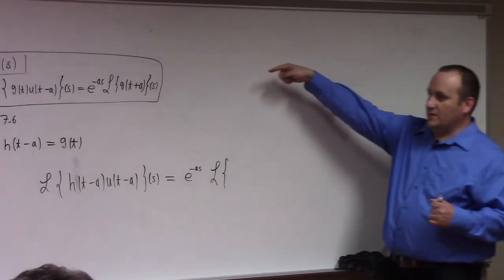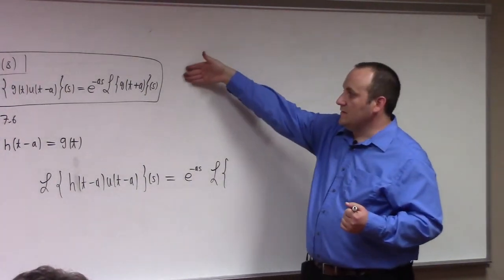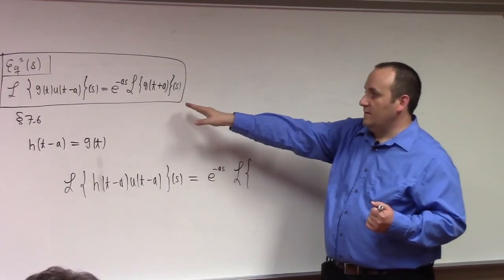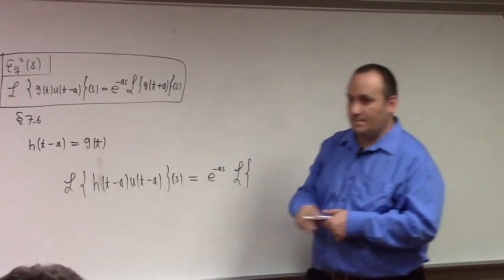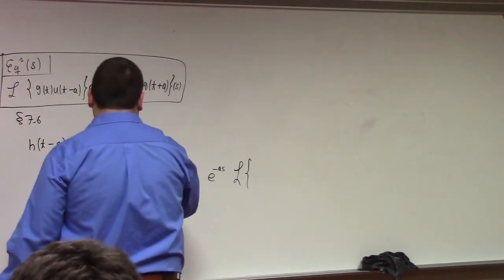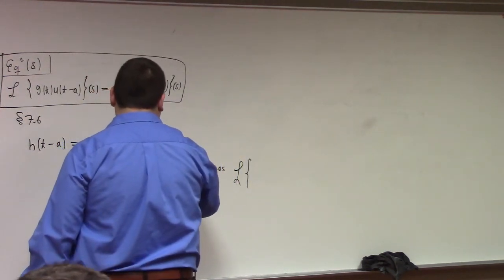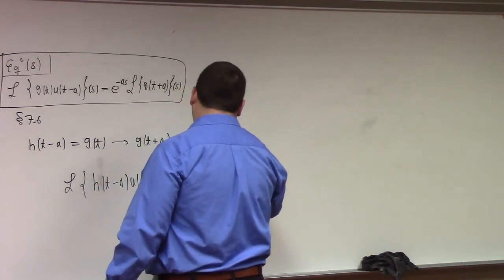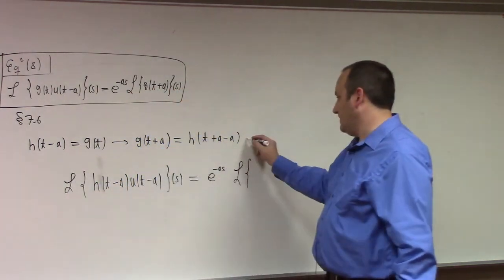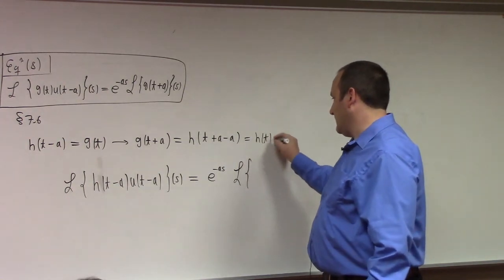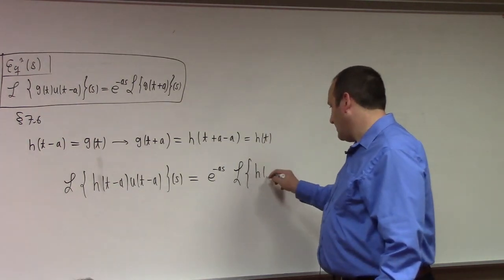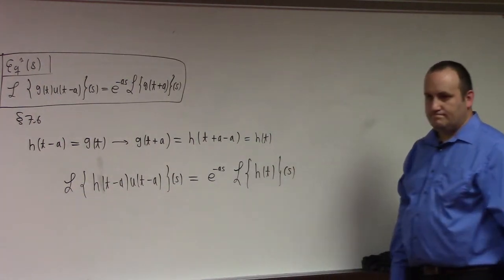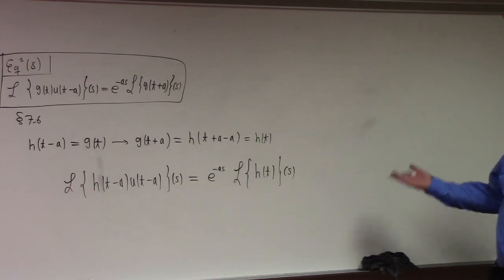So we have proved this equation 8 with what I just erased. And if we put h of t minus a equal to g of t, then what is g of t plus a? It's just h of t, right? So this is a very useful formula.